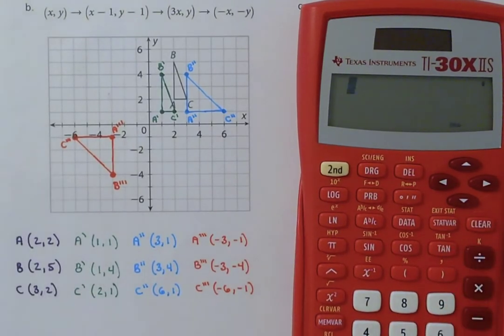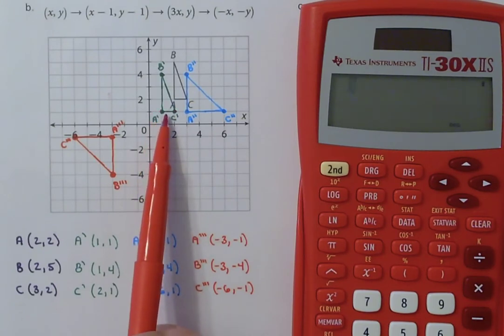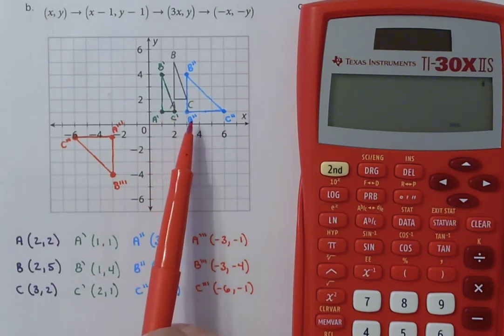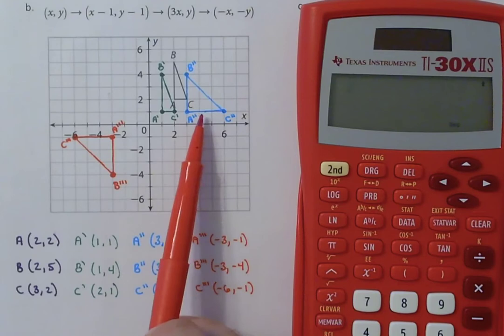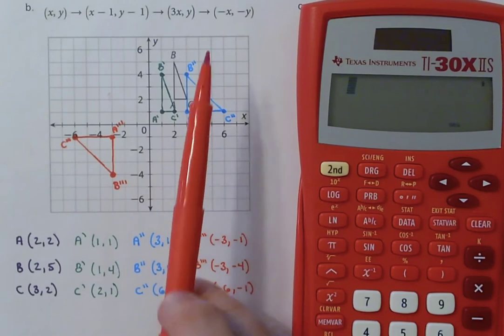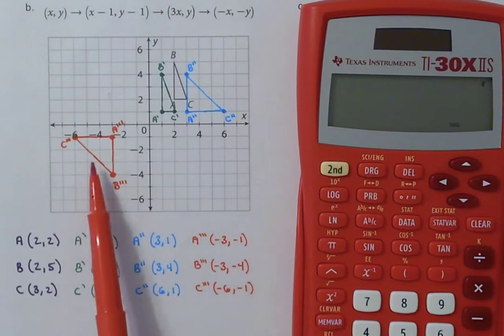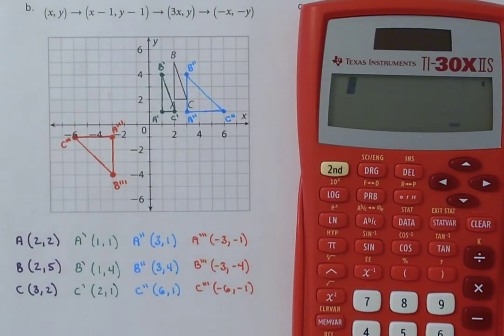For part B, so the green triangle is going to be my first transformation. So A prime, B prime, C prime. So we moved it to the left one, down one. For my double prime, my blue triangle, we increased it horizontally by 3, and it stayed the same vertically. And then for my last transformation, my triple prime, my red triangle, we rotated this by 180 degrees. All right, so that is how you're going to run through and do part B.